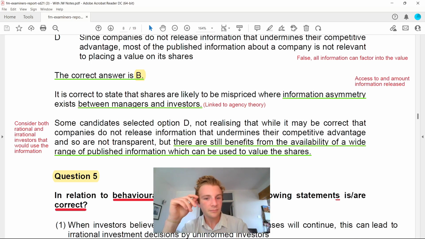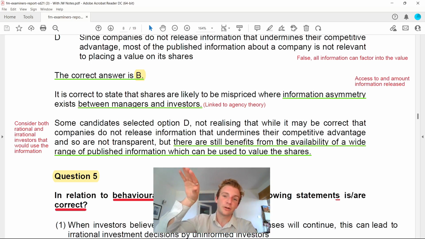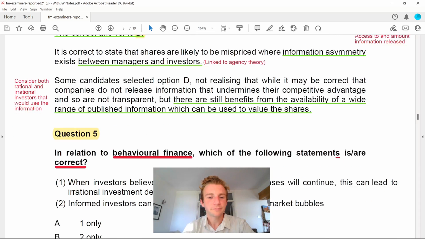Managers want to receive their wages and their bonuses as a result, which may not be aligned to what the investors are wanting. Finally, we've got to consider both rational and irrational investors that would use this information. So there are still benefits from the availability of a wide range of published information which can be used to value shares. It's all about what information is out there: financial statements, annual reports, disclosures from the company, press releases. These all factor into the valuing of shares, and has it gone up and has it gone down?